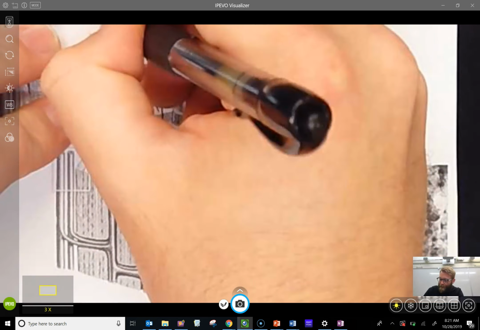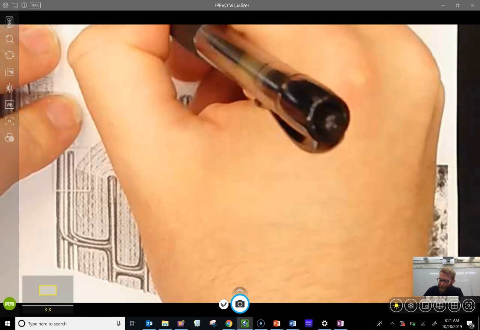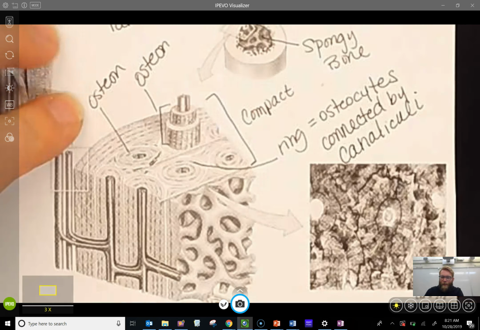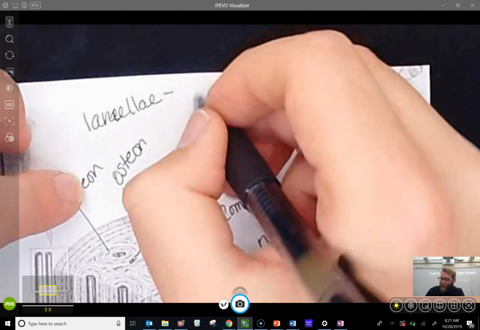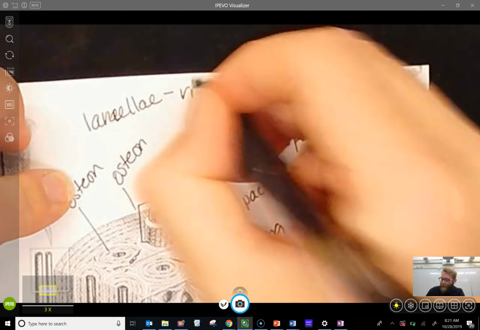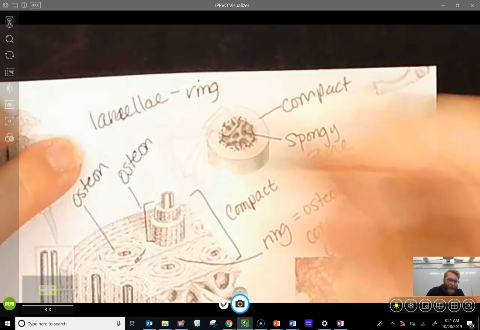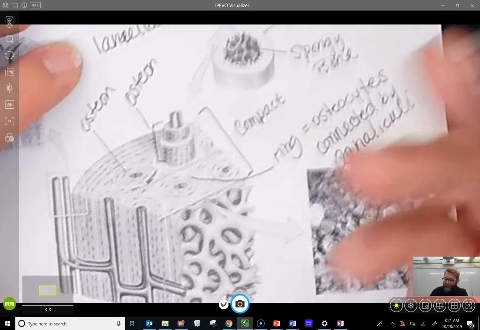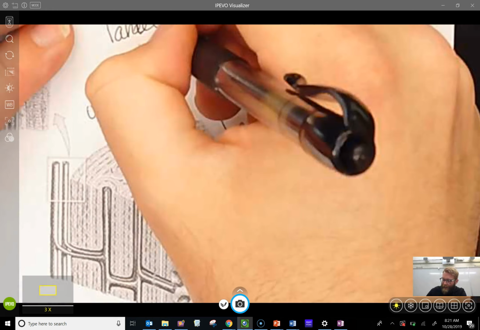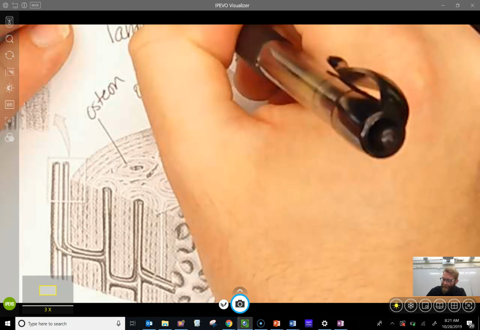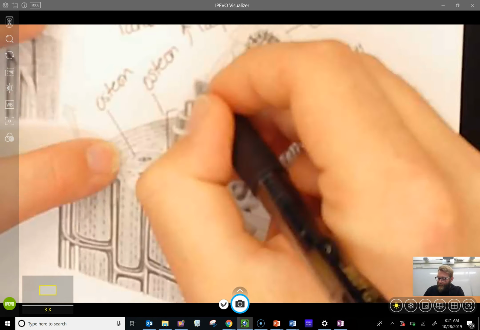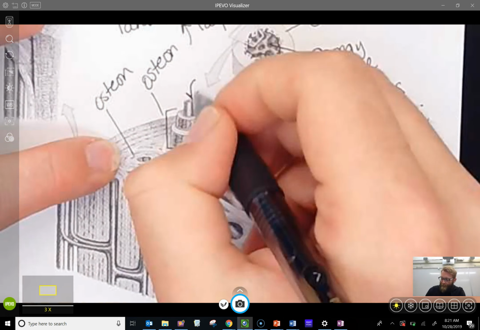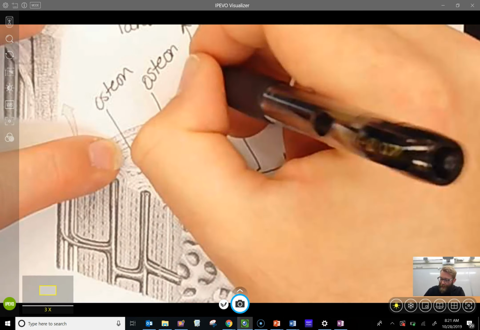Each of these layers, these rings inside of our osteon, we call a lamella. Lamella is just that ring, like laminate. It refers to the layers that are going on here. So again, these layers are called lamella. Here in the center part, you can see this blood vessel popping out. This is where we have our Haversian canal.